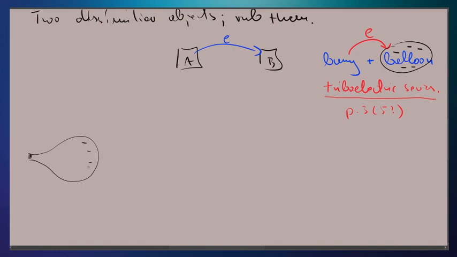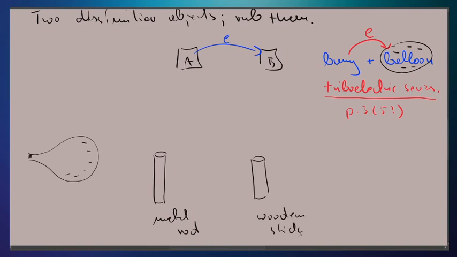So what you could do is take this balloon, let's draw a balloon here, and this balloon has a negative charge, and let's say you have a metal rod. And then let's say you have a wooden rod, some kind of a wooden stick. You take this balloon and you attach it to both of these.